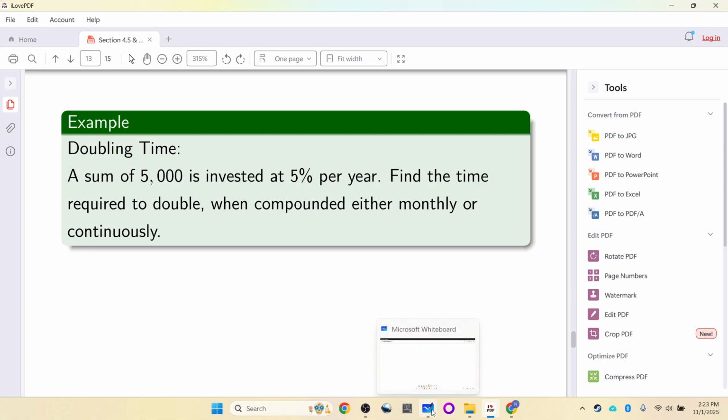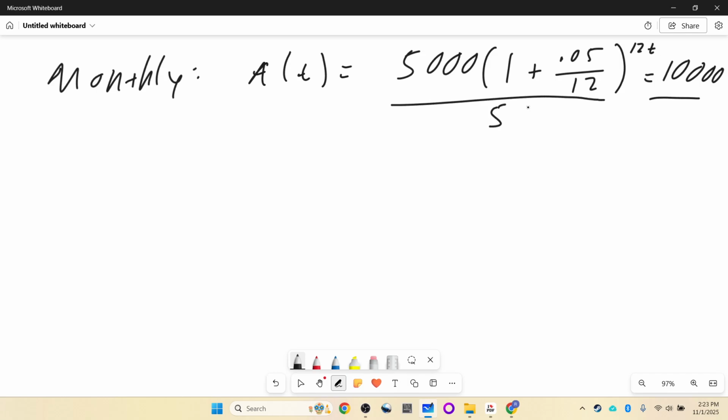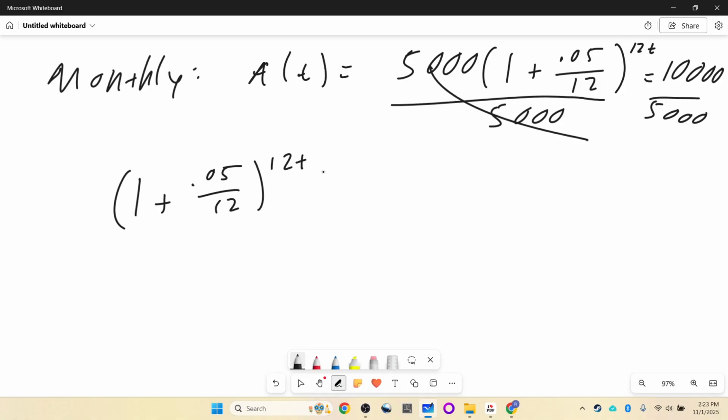So, I would say, okay, if it's compounded monthly, we would get A of t is 5,000 times (1 plus 0.05 over 12) to the 12t, and I want to know when is it equal to 10,000. Well, I divide by 5,000 on both sides. So I get (1 plus 0.05 over 12) to the 12t equals 2.